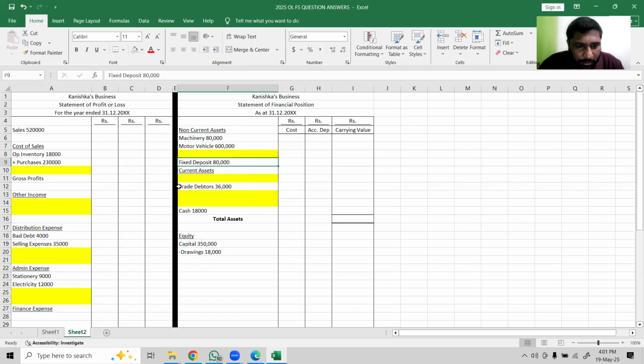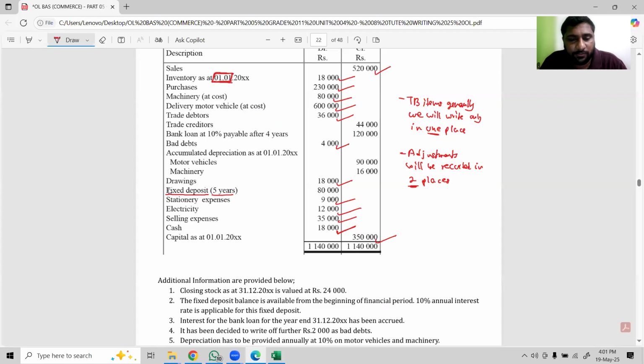So don't use this line. Don't use the line that I have selected now, because that is to take the total values. As the last non-current asset, you can write the fixed deposit, 80,000. That is also done.